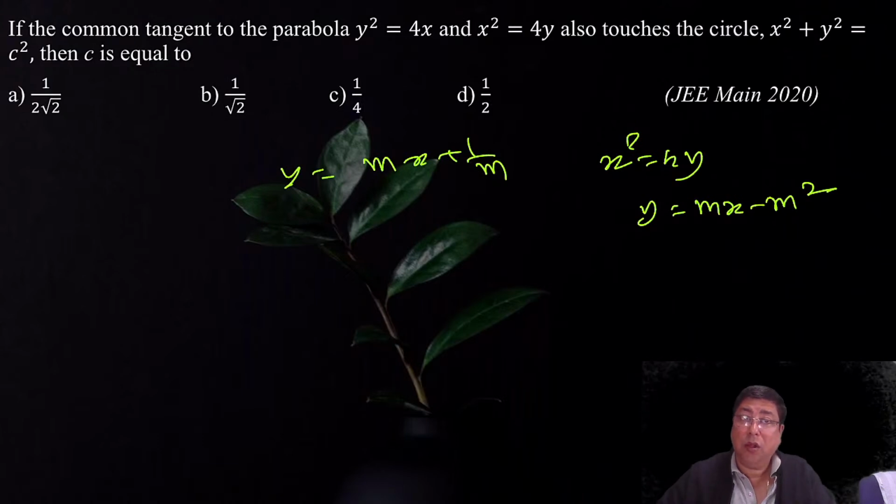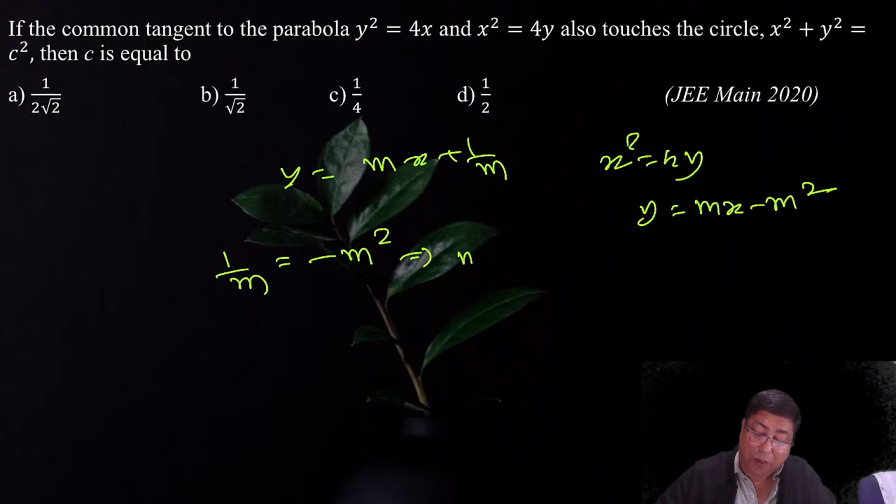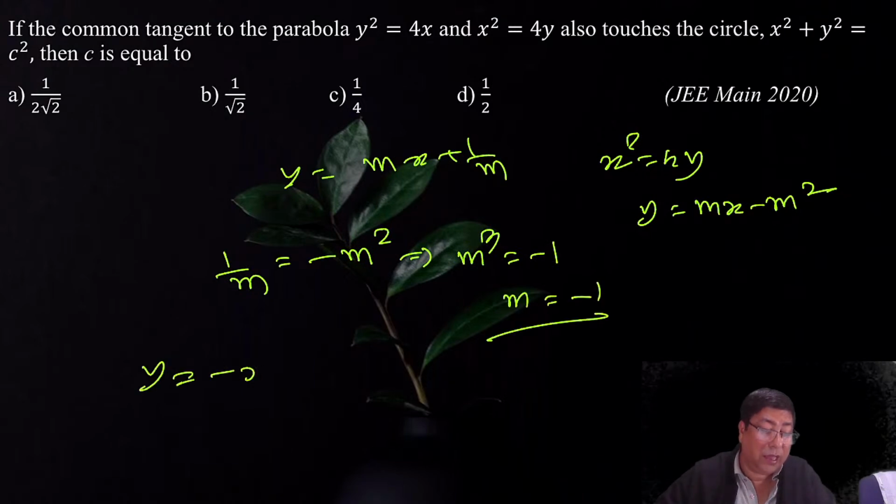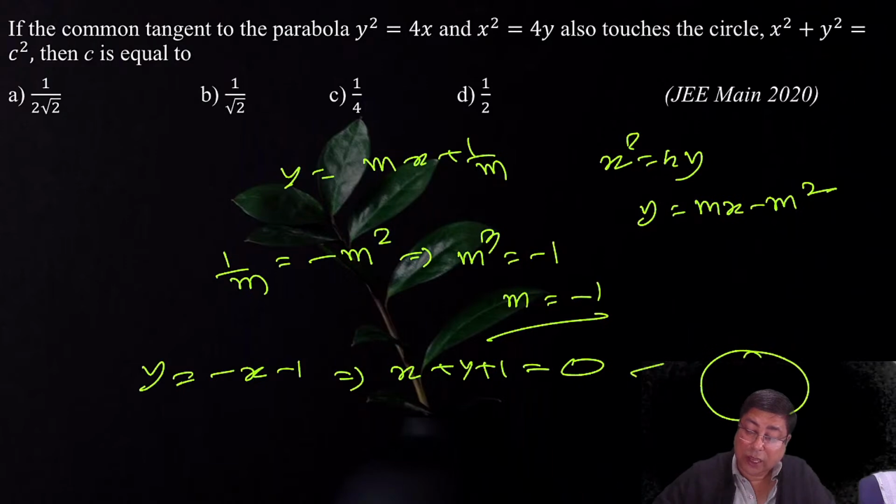They are tangent, they are common. Therefore the tangents are the same. Therefore m cube equal to minus 1, m equal to minus 1. So the common tangent is y equal to minus x minus 1. Therefore x plus y plus 1 equal to 0. It touches the circle.